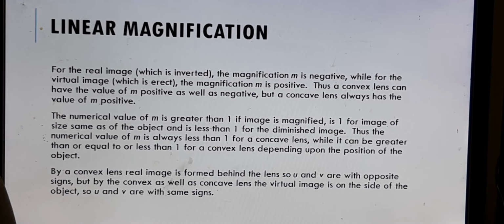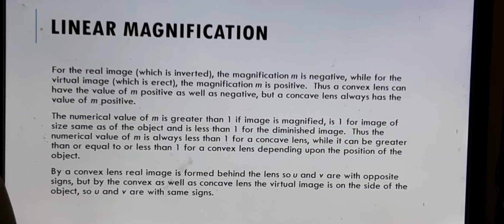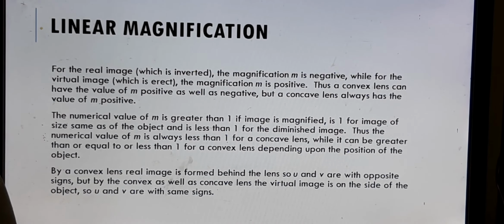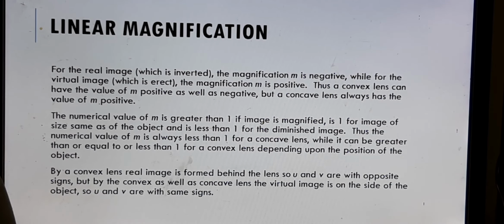Can you tell me the answer? When does the value of M for a convex lens become negative? Please text me the answer, okay, after you listen to the video.